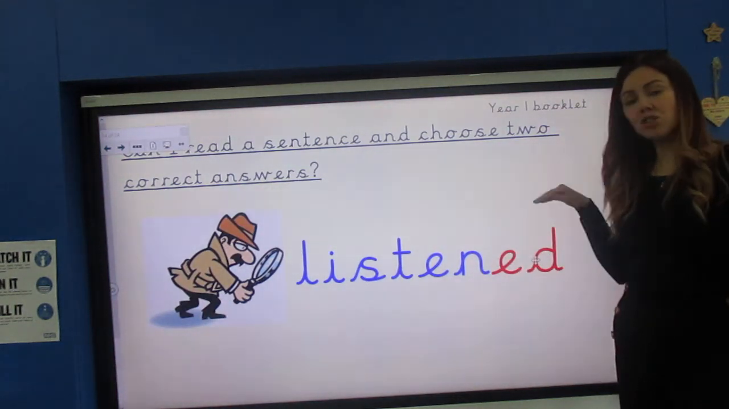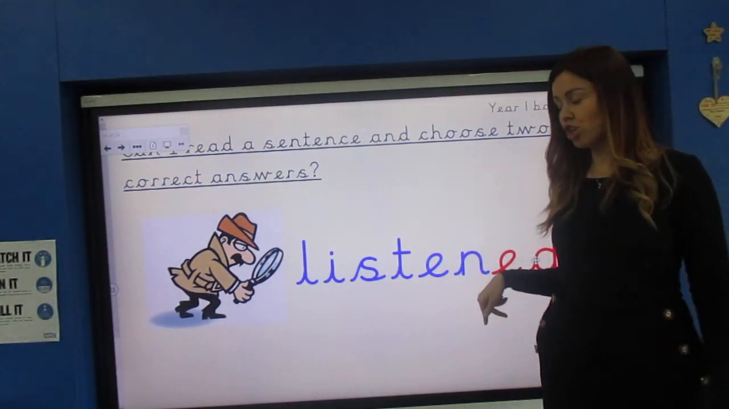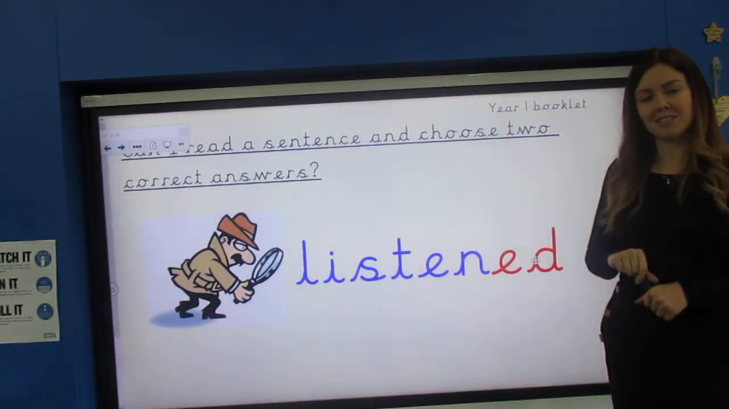So if you need some help with your booklet, pause the video, go back to the sounds that I've just shown you, or this tricky word at the end, and see if it helps you work out your answers today.